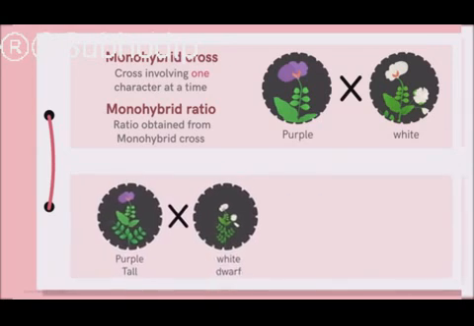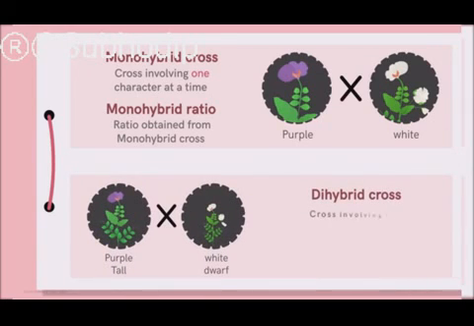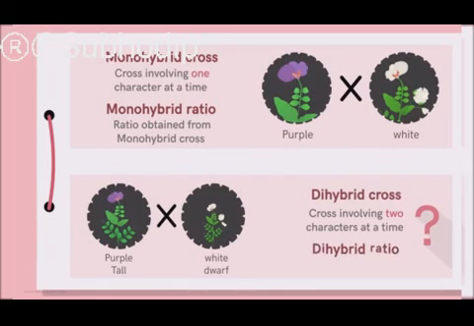How is the dihybrid cross, that is a cross involving two characters at a time, carried out then? And what about the dihybrid ratio? Let's get to know that in the next part.